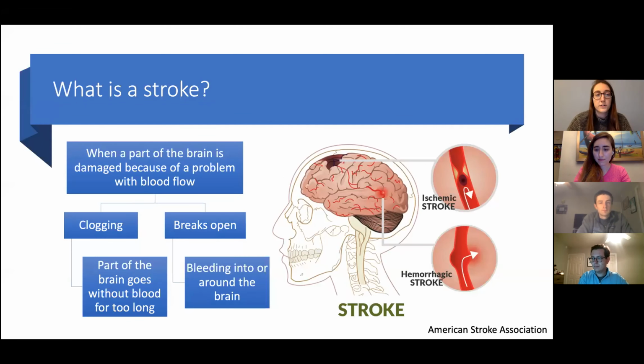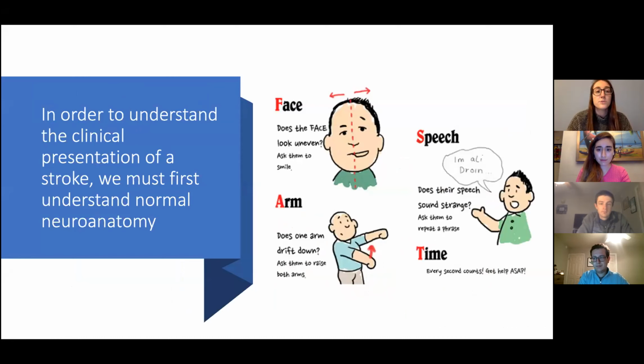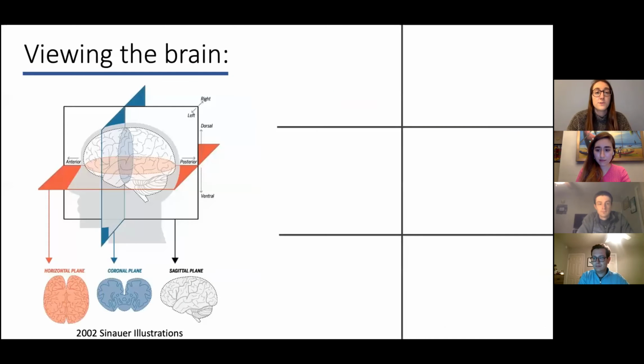So what is a stroke? We think of a stroke when a part of the brain is damaged because of a problem with the blood flow. And there are two types of problems that can happen. We can get clogging within these vessels, and another word to say that is an ischemic stroke, or we can have vessels that break open, and these are called hemorrhagic strokes. And the result of these is that there's damage to parts of the brain that need that blood that can't get that blood. So in order to really understand this clinical presentation of a stroke, we have to first understand and tackle normal neuroanatomy.